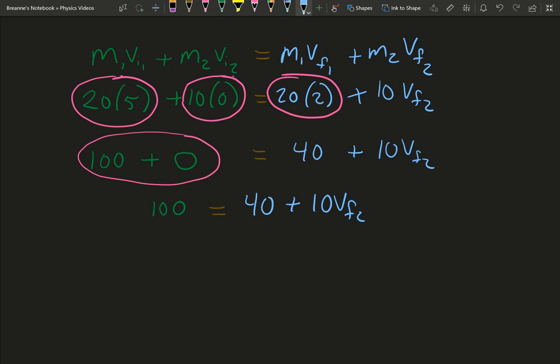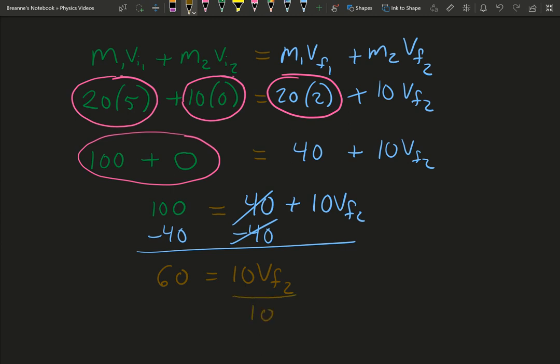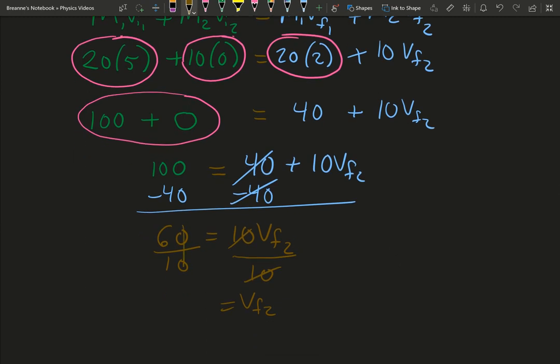So we need to get the 40 on the other side. It's being added. The opposite of adding is subtracting. What you do to one side, you've got to do to the other. So 100 minus 40 gives you 60 equals 10 VF. You want the VF by itself, it's being multiplied. The opposite of multiply is divide. And what you do to one side, you've got to do to the other. So you get that your final velocity is 6 meters per second.